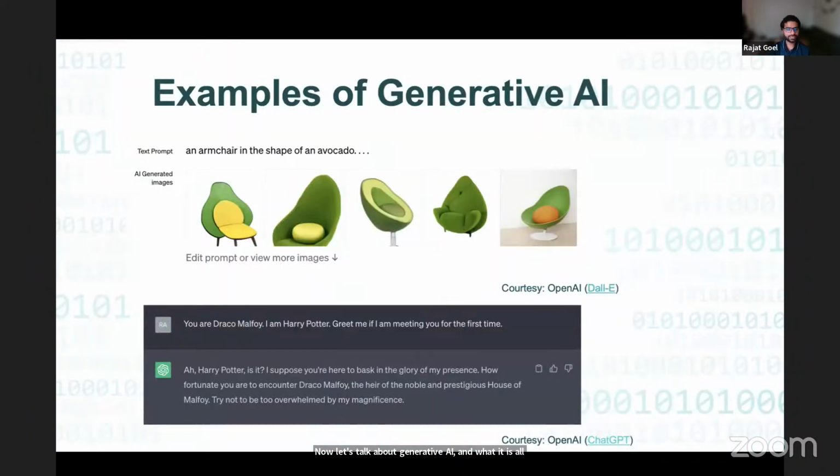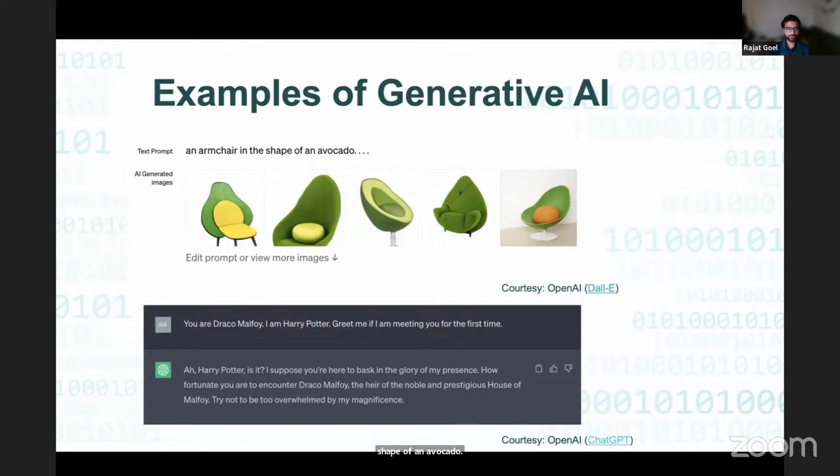Some of the examples of generative AI, as you might have heard of, is generating art that we've seen in the video. So this example is from OpenAI's DALL-E model, where we have a prompt about an armchair in the shape of an avocado, and it generates different images based on its understanding of what a chair is, what an avocado is, and how I can formulate a chair based on the shape of an avocado.